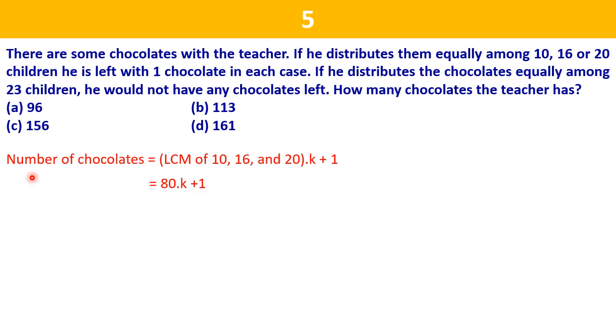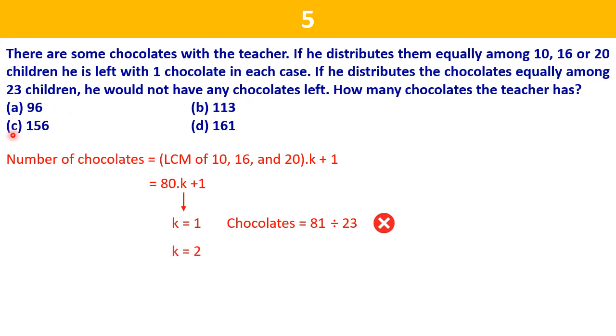Now, in the second case, if it is distributed among 23 children, no chocolate is left. So, what should be k here? If I take k equal to 1, suppose the number of chocolates will be 81, and 81 is not divisible by 23, because if we divide the same 81 chocolates by 23, we do not get remainder 0, and here it is clearly said he would not have any chocolate left. So k cannot be 1.